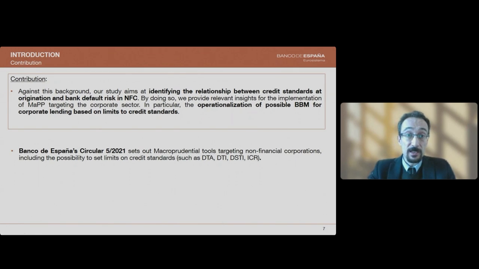And so against this background, the goal of this study is first to identify the relationship between credit standards at origination and bank default risk for non-financial corporations. Our ultimate motivation is to inform and calibrate the operationalization of possible borrower-based measures targeting corporate lending. And this is not a mere academic question, since recently, in Spain in particular, we have the authority to implement limits for corporations based on indebtedness measures such as debt to assets, debt to income, debt service to income, and the interest coverage ratio.